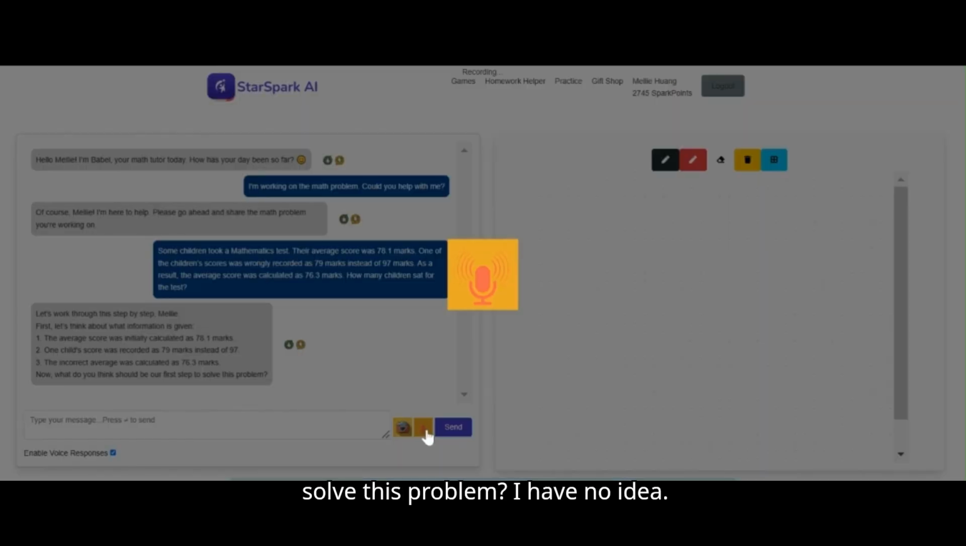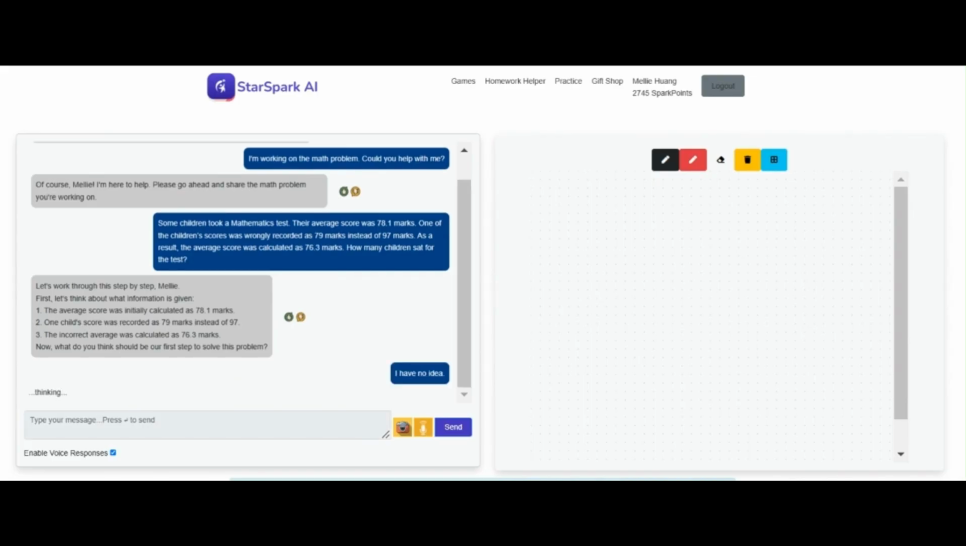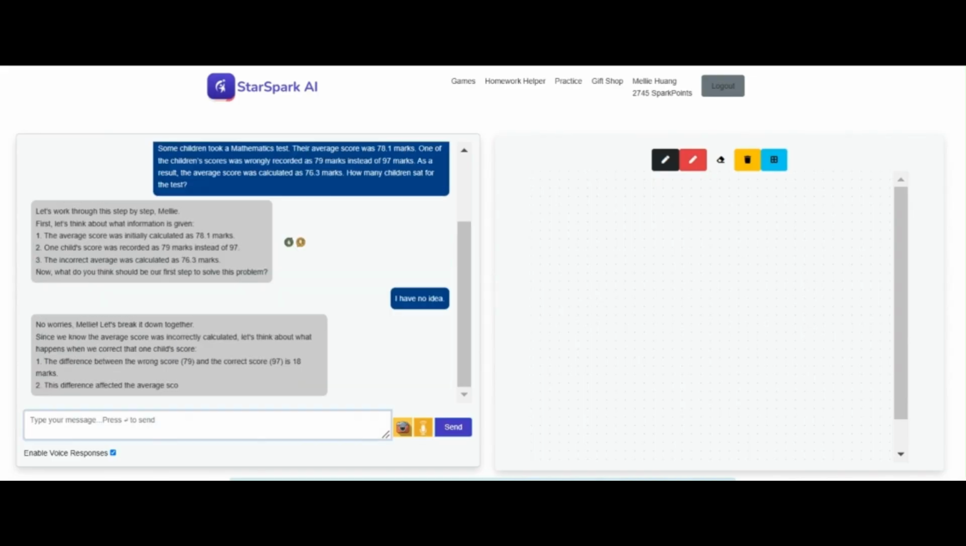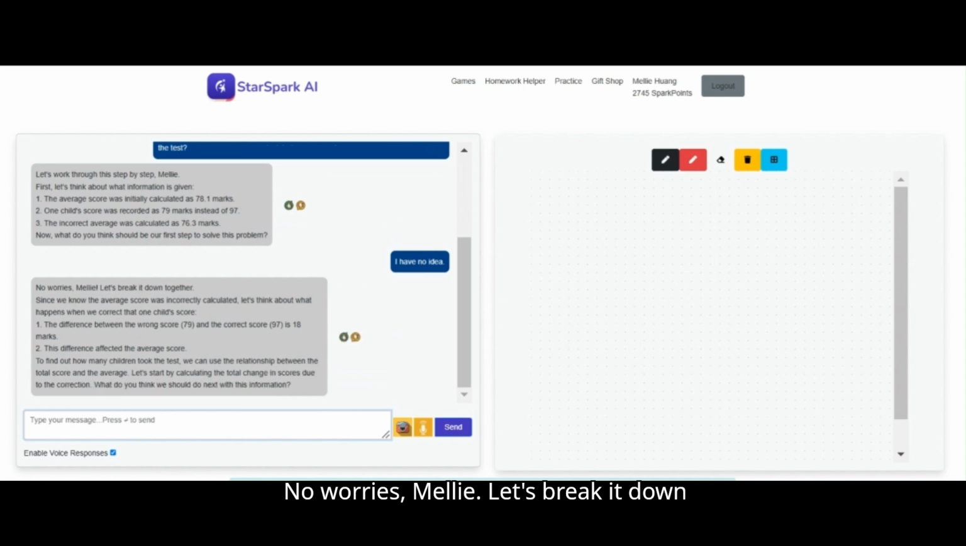I have no idea. No worries, Mellie. Let's break it down together. Since we know the average score was incorrectly calculated, let's think about what happens when we correct that one child's score. 1. The difference between the wrong score, 79, and the correct score, 97, is 18 marks. 2. This difference affected the average score.